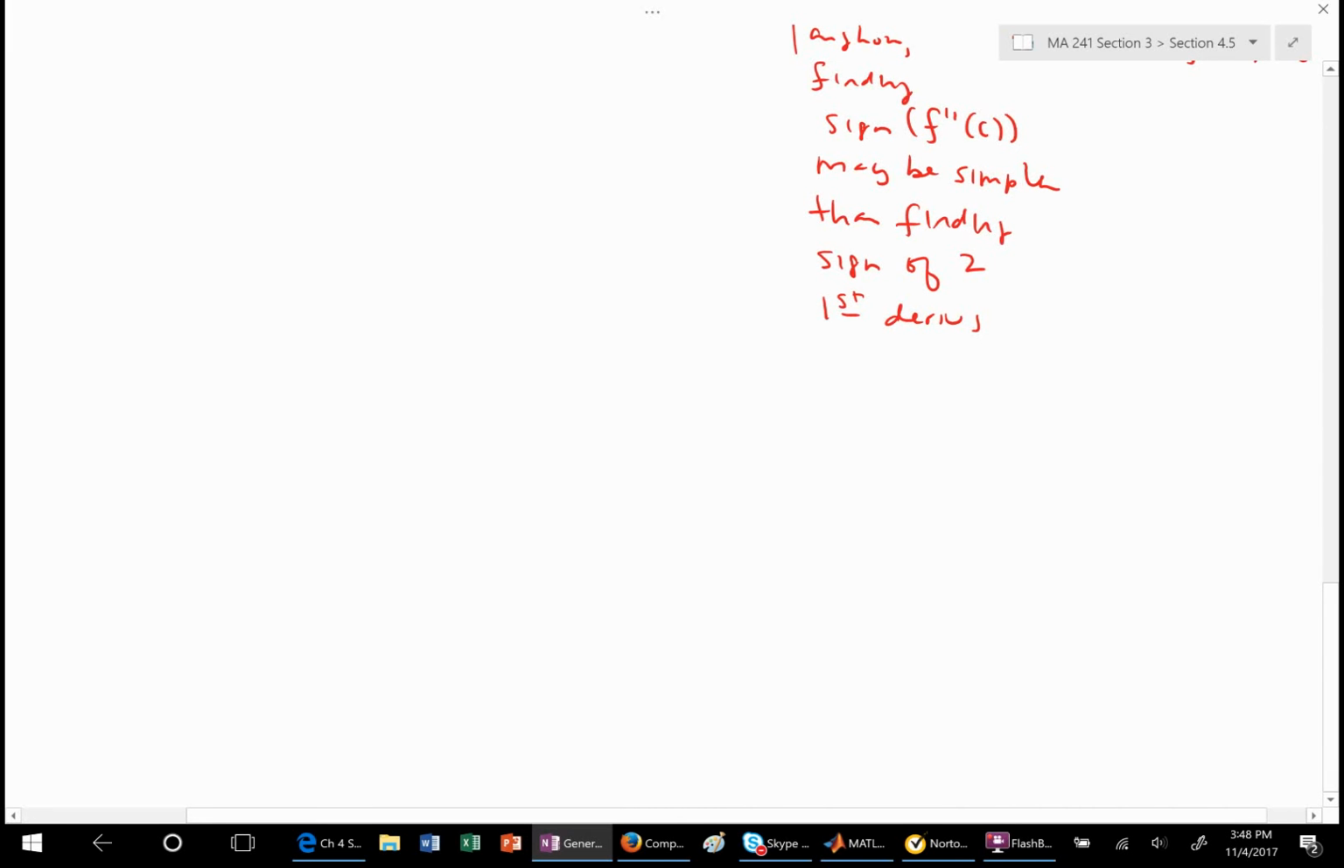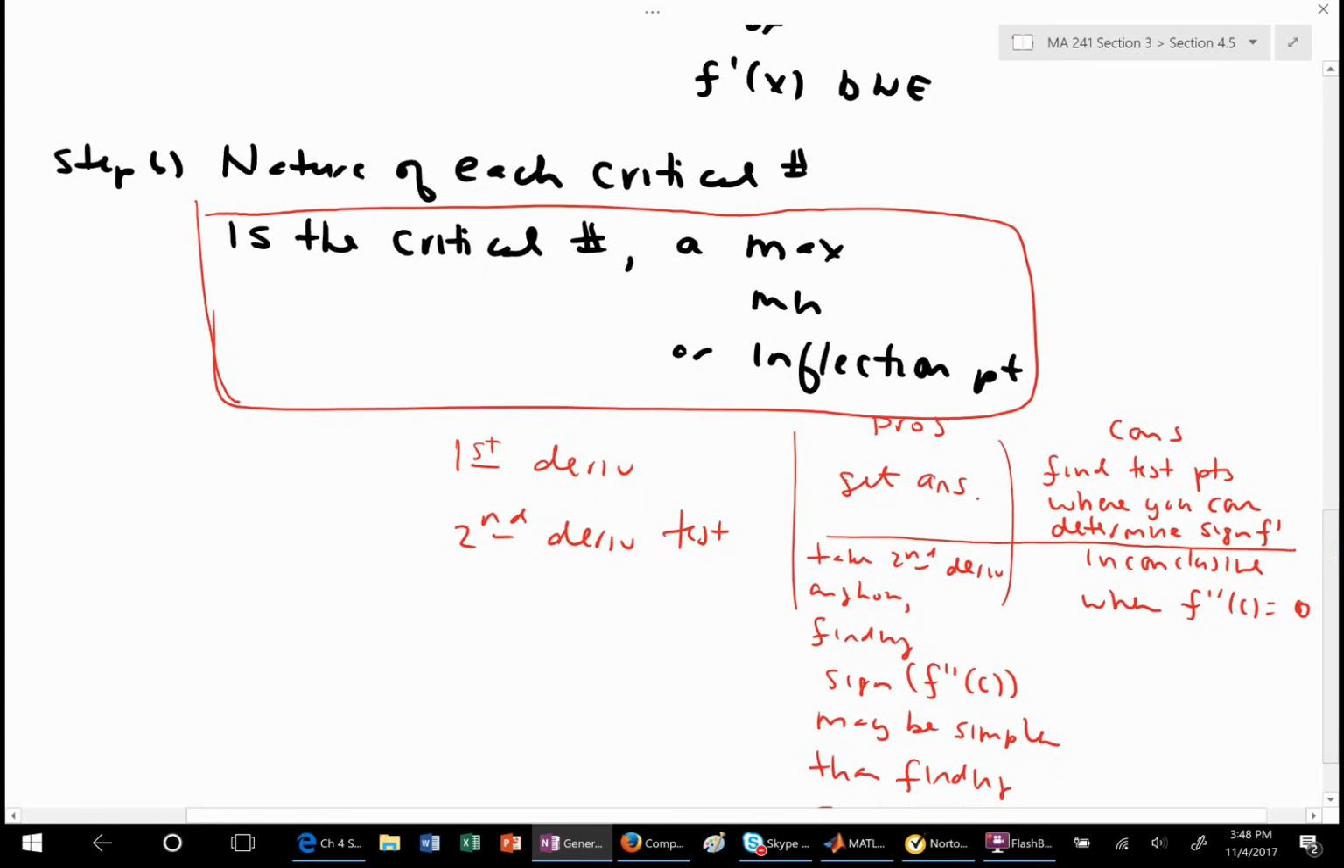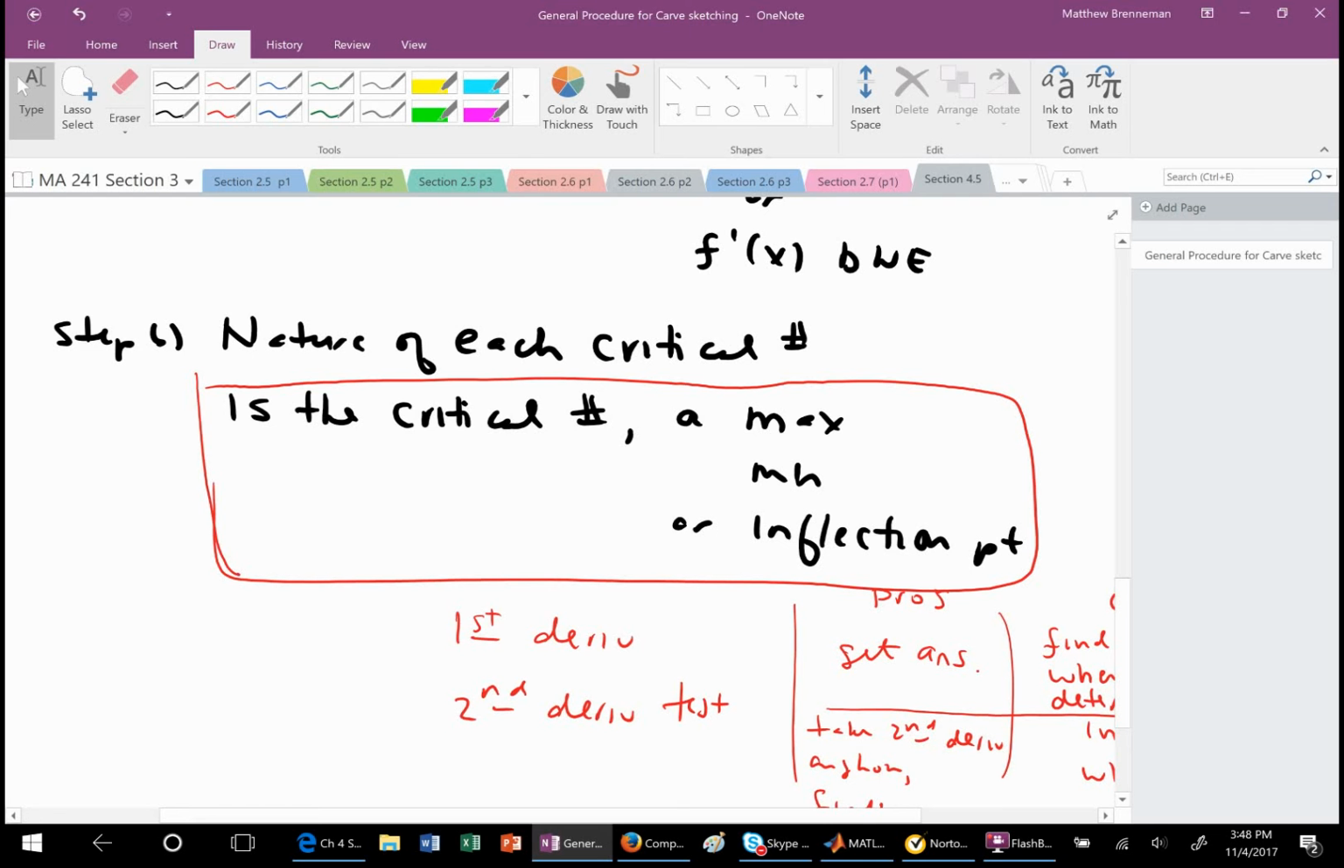Okay, one last step. So knowing the critical numbers is not quite enough, okay? We need to do one more thing. So our last step is we're going to find the points of inflection.